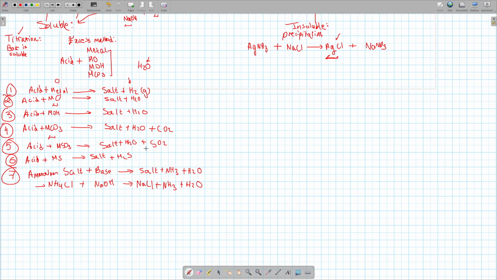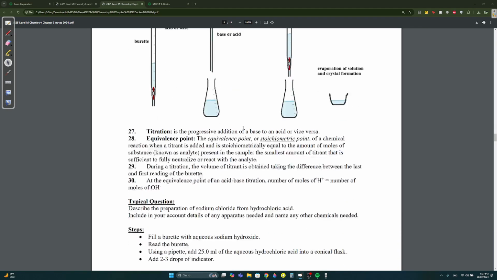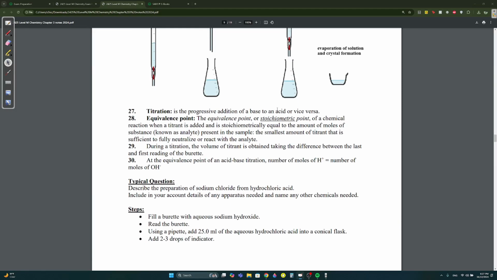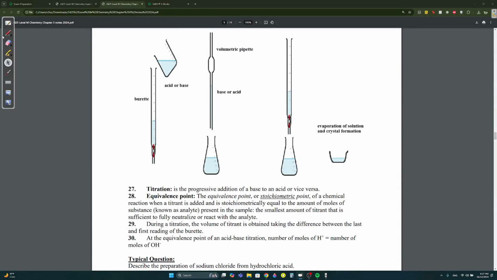Titration. Okay. I'm gonna go through the steps here, okay? Titration is the progressive addition of a base to an acid or vice versa. Usually it's a base, okay? So you have this conical flask over here, and you start dripping slowly.